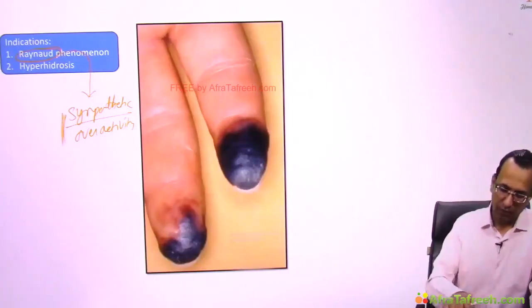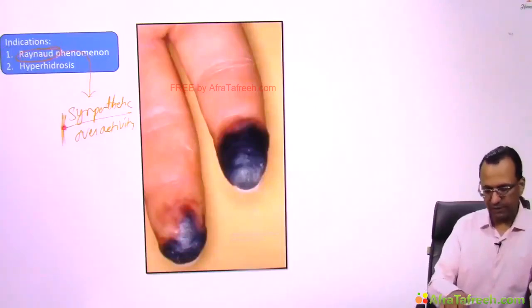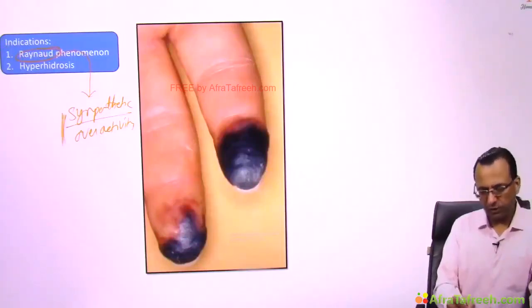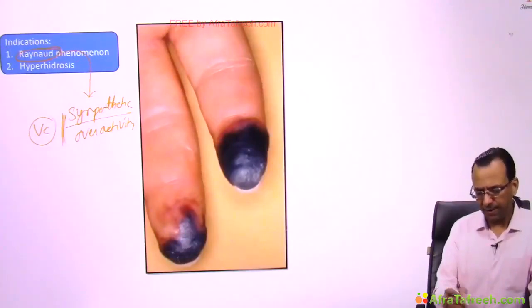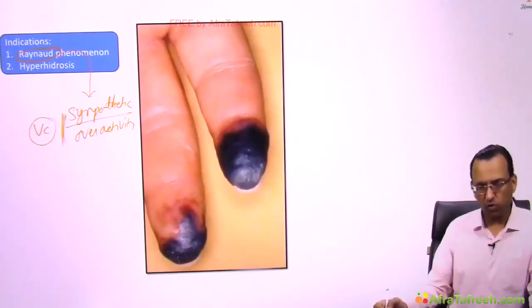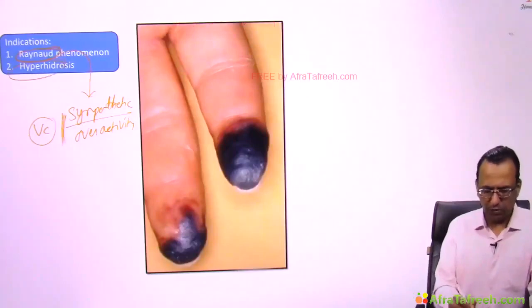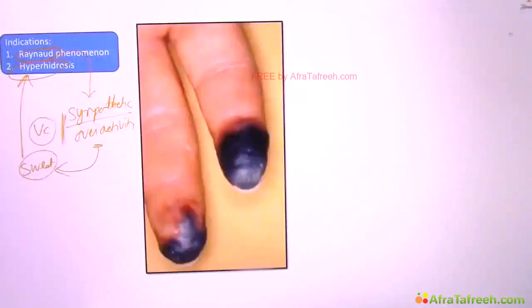So Raynaud phenomena is sympathetic overactivity. Yes. Vasoconstriction is more. Ischemia and gangrene impending. So you don't want that. No. What about hyperhidrosis? You know, sweat gland is under which system? Oh, sympathetic overactivity, more sweating. Yes. And I kill the sympathetic system to kill the sweating. Yes, you can do that. These are the two indications.